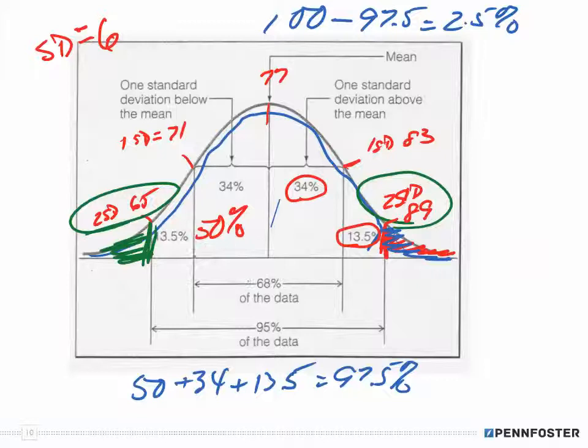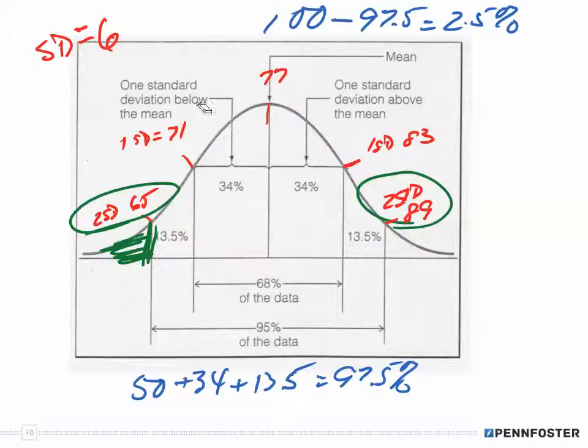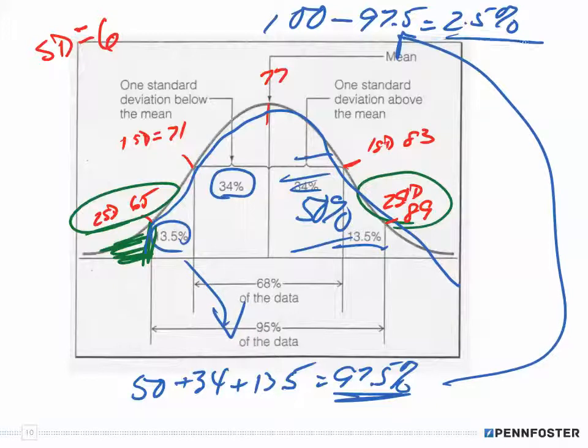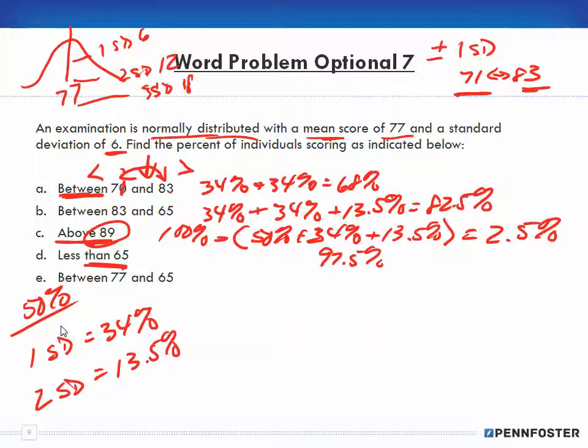Everything under the curve is 50 plus 34 plus, I'm sorry, it's the wrong 50. Everything under the curve, let me do it in blue here. Everything under the curve, right? This whole side is 50%, right? This whole side plus 34 plus 13.5, same thing, comes out to 97.5. And we subtract it from 100, right, to get our answer of 2.5. That's the remaining portion, 2.5%, less than 65. Okay, so D is the same calculation as C.